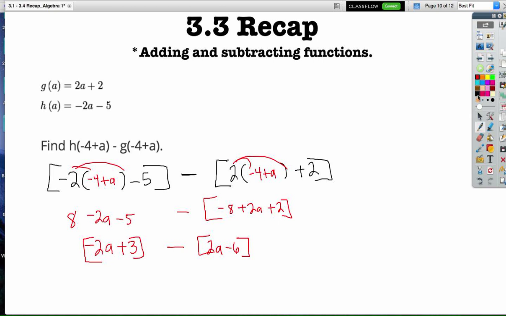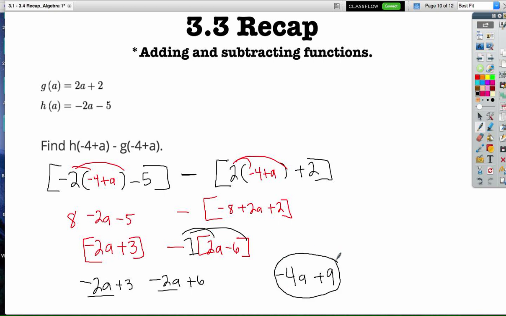And now that I can go no further within each individual function, I will now distribute this minus sign as if it were a -1 to both terms in the second function. So I've got negative 2a plus 3, now minus 2a plus 6. And so negative 2a minus 2a gives us negative 4a, and 3 plus 6 gives us 9. So that would be our final answer for our last example.